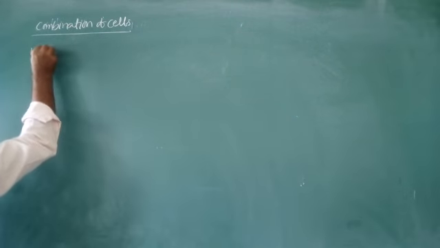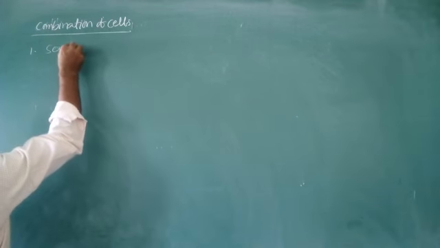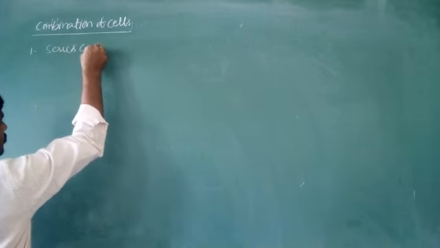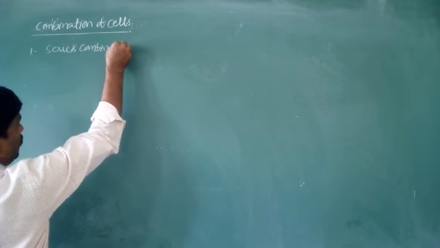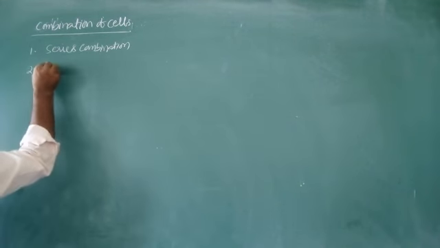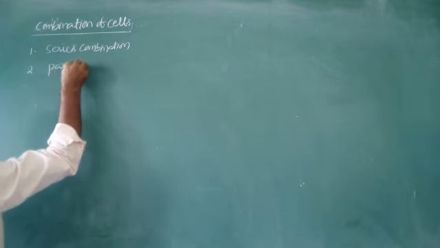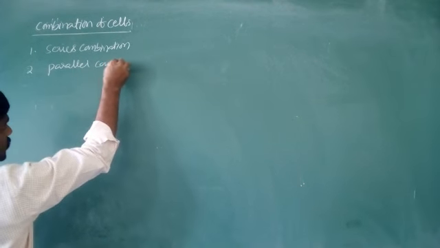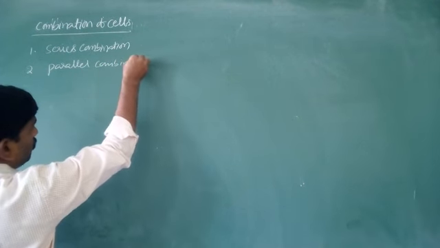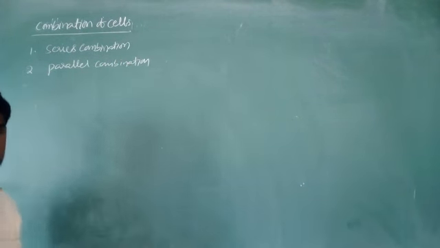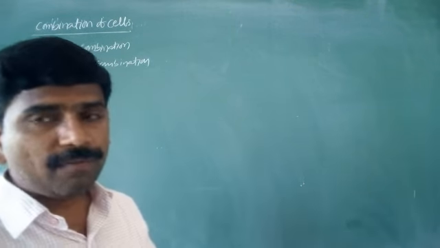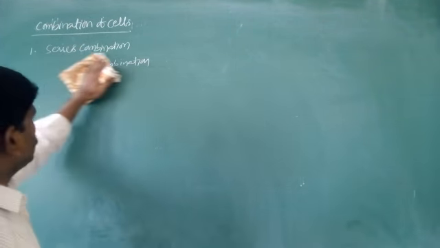First one is the series combination. Second one is the parallel combination of cells. What is the series combination of these cells? So first try to observe.